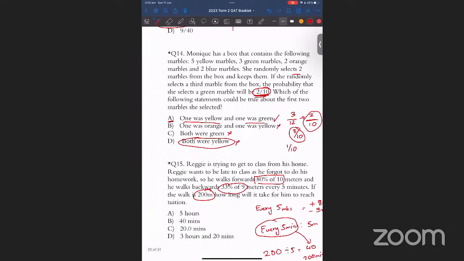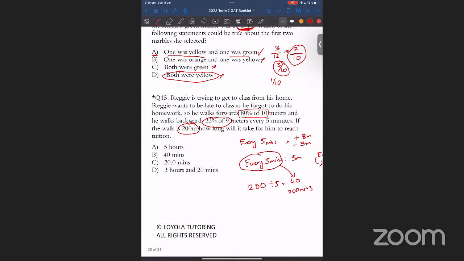Let's see. Okay, so 200 minutes. Now, what's 200 minutes? It's the same as 3 hours and 20 minutes, because 3 hours is 180 minutes, and 20 minutes, add them together, and you get 200.